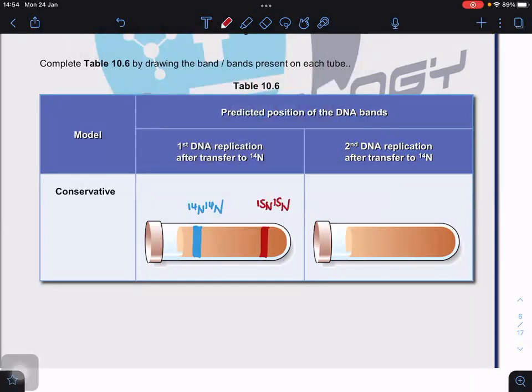Okay, under conservative, second replication, then you have one thin band, which represents 15N, 15N. And we have a blue band, which is thicker now. Why thicker? Because the ratio is 1 to 3. So this is 14N, 14N. So this is the conservative model.